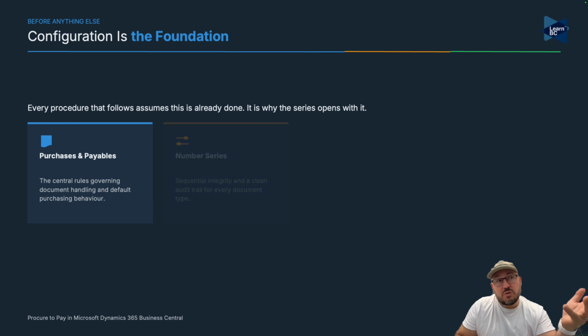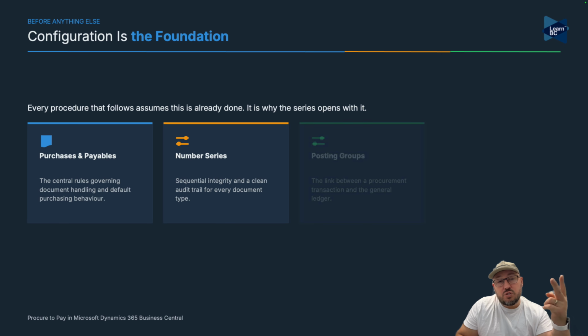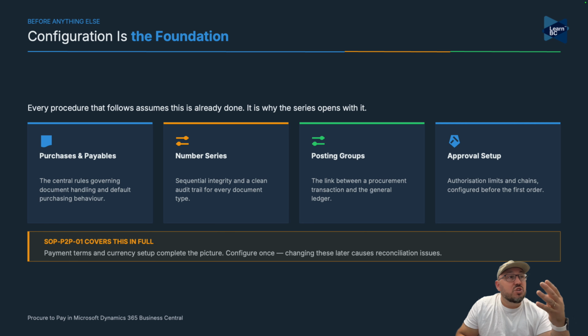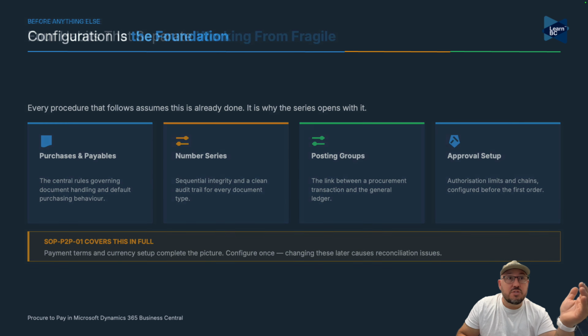So I guess configuration is the foundation. It starts with your purchase and your payables. We've got to do your number series, your posting groups, and your approval setup. They're the 4 core things in the foundation that will allow you to have a great procurement outcome. Payment terms and currency setup complete the picture. Configure it once, as changing these later causes reconciliation issues.